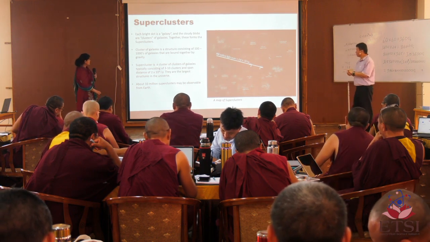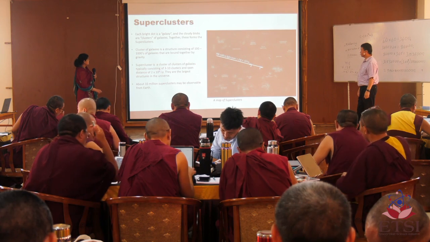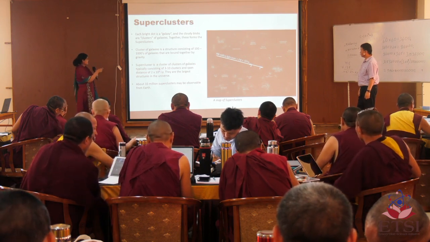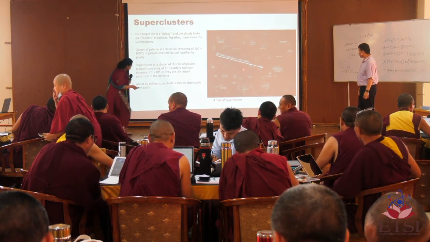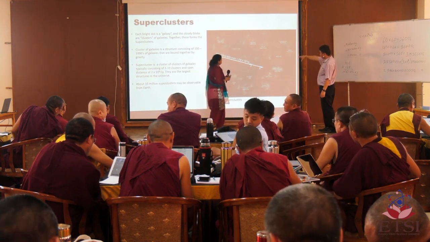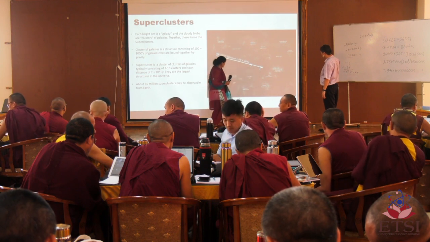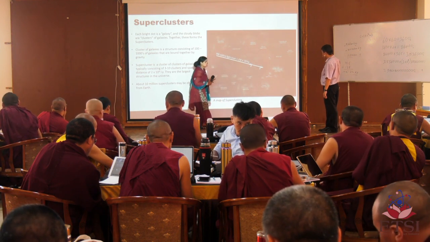So a supercluster is a cluster of galaxies, and there could be about 3 to 10 clusters of galaxies in a supercluster. And I'm not sure if you can really see this. So are there many superclusters here, or one? Okay. No, there are many. Virgo supercluster, Coma supercluster, right? So this is a map of all the superclusters.